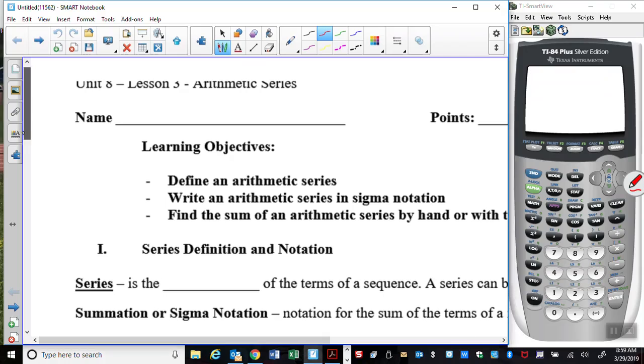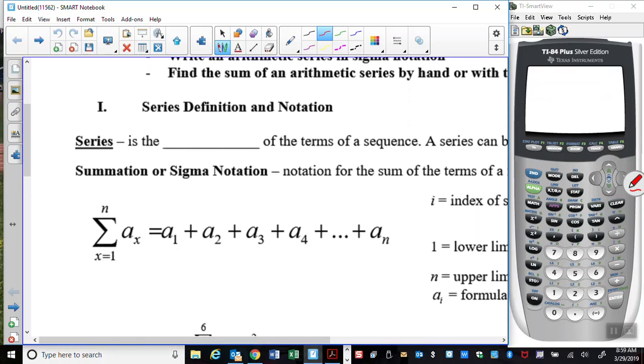A series is the sum of the terms of a sequence. A sequence is just a list of numbers. A series is when we're adding numbers together. You'll be able to tell the difference between a sequence and a series, where a sequence will just have commas between each number, each term, and a series will have a plus or a minus sign between each term. Okay? So, this is how it's written.